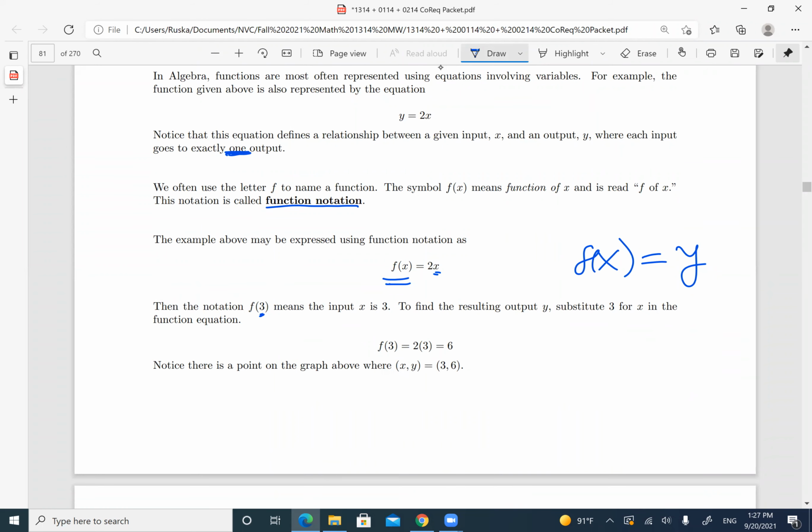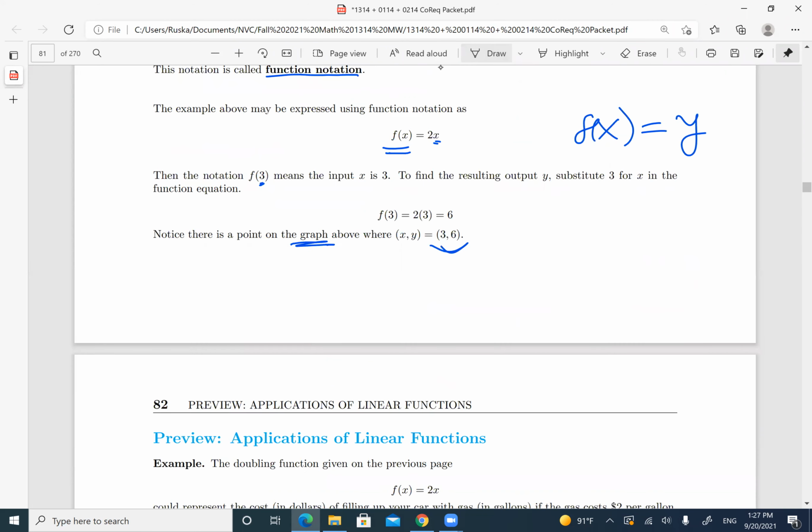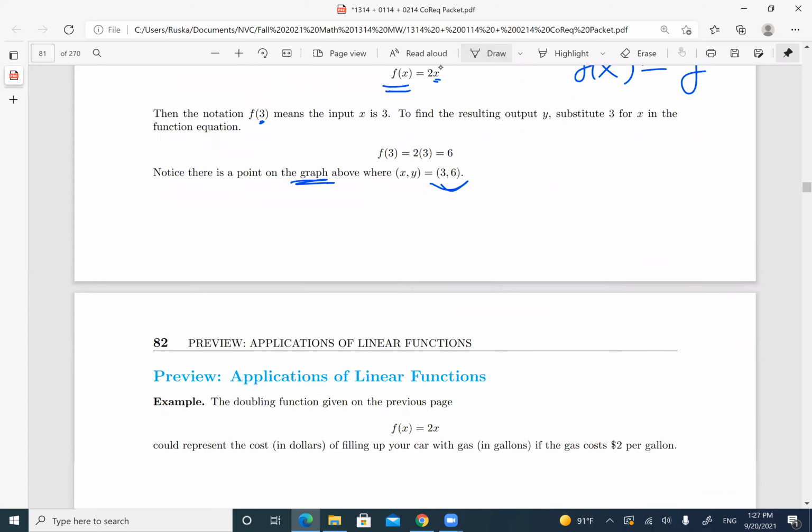Now, if you look at the graph, this point 3 and 6 is going to be a point on the graph. X is 3, y is 6, right? This is the point on the graph. So everybody understand these different notations? Any questions? Everybody good? Okay.